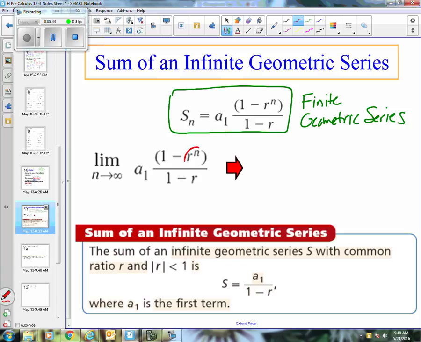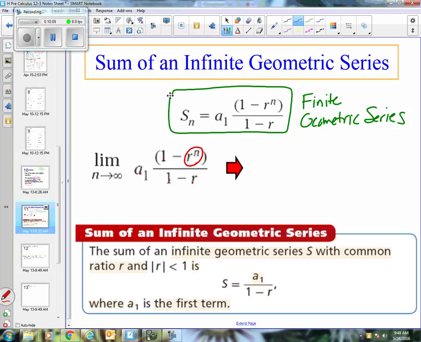The only term that has an n in it is that one right there. So I want you to think about what's going on. For all the other terms, as n approaches infinity, a1, the 1's, and the r are constants. They're just values. They're going to stay the same. The only thing that's going to be affected or change is this r^n. That's the only one that has a value of n in it. So what happens to r^n as n gets big?